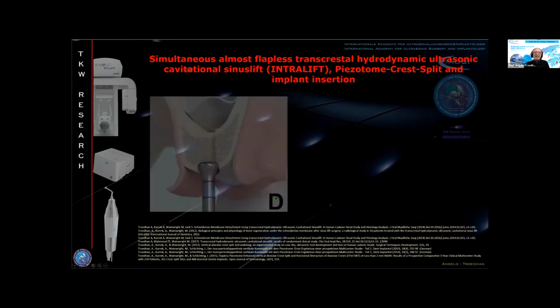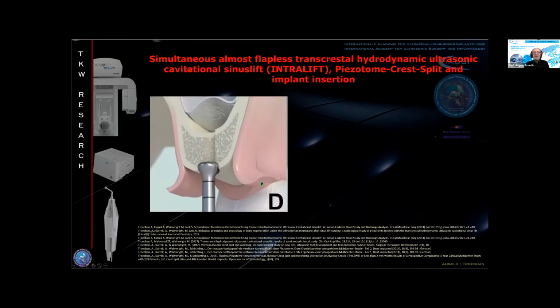To give you a basic idea, instead of doing a big flap on the buccal aspect of the sinus, you just do a transcrestal approach. The transcrestal approach, referring to the Summers technique, is very limited. You can achieve augmentation heights of 2 or 3 millimeters. Instead, with the INTRALIFT that we developed, you can lift the entire sinus floor, from the back to the front, with one single 2.8 millimeter approach.